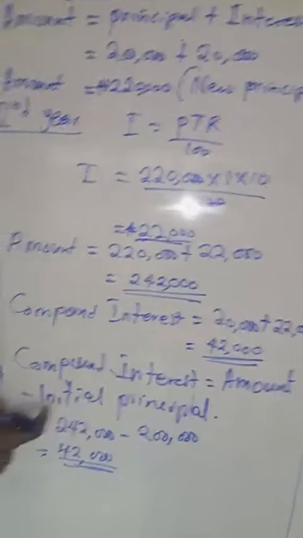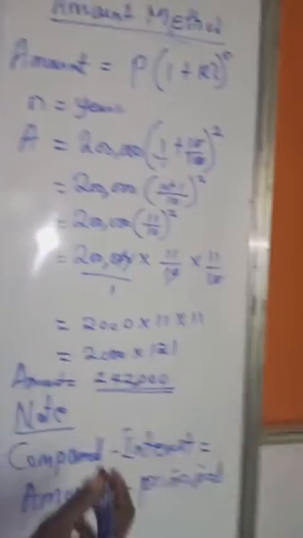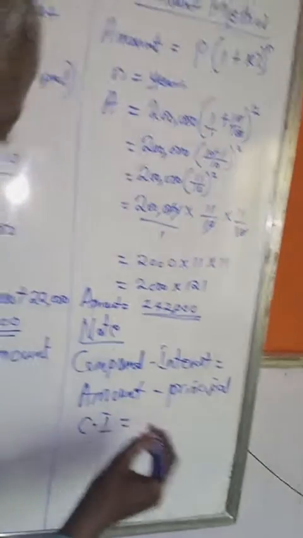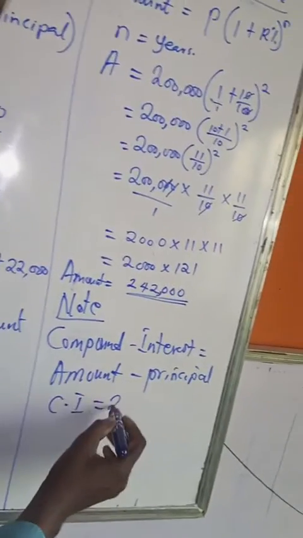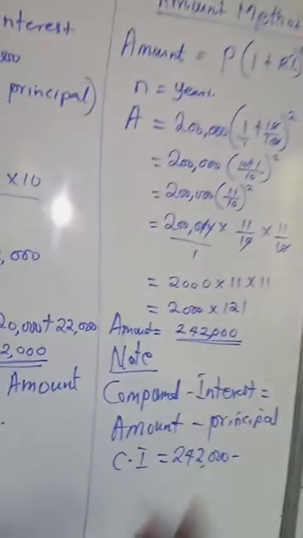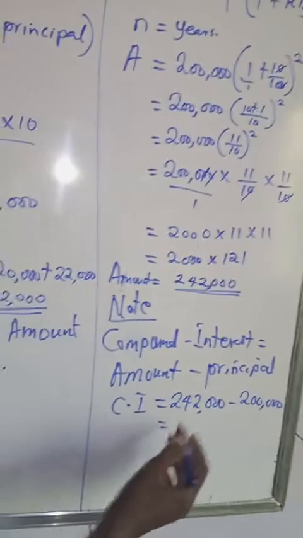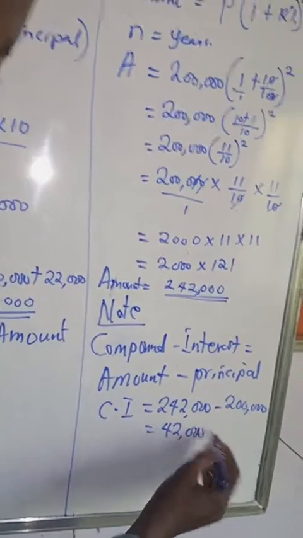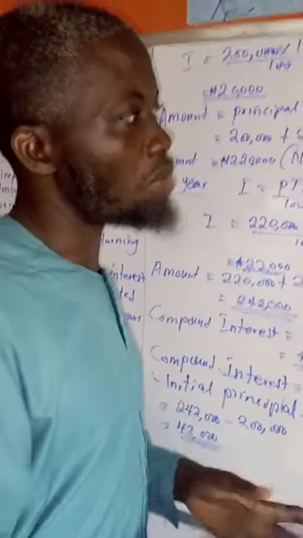We say amount minus initial principal, because here we had like 2 principals. So compound interest now equals our amount, which is 242,000, subtract the principal, 200,000. Of course, if you subtract it, we have 42,000. It's the same thing as this. So compound interest is very simple, and I will urge you to try to know it very well, master it.